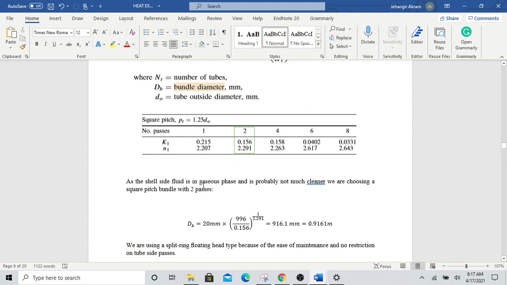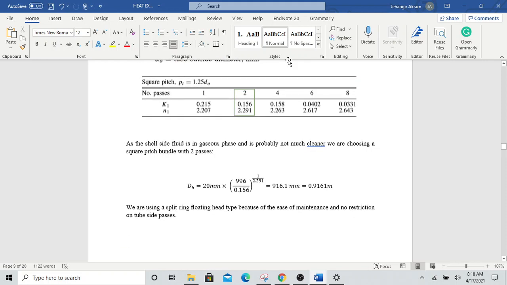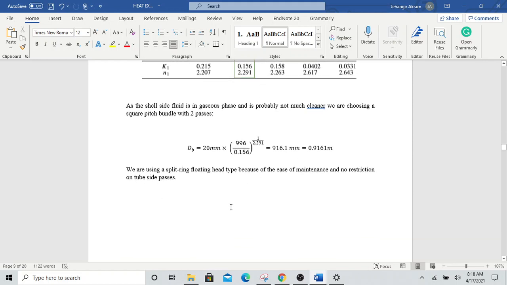As the shell side fluid is in gaseous phase, probably not much cleaner, we are choosing a square pitch. Square pitch is easier to clean as compared to the triangular pitch. In square pitch specifically, the shell side is more easily cleanable. Consider cleaning a triangle from inside and consider cleaning a square. It's easier to clean a square from inside than a triangle, as the triangle has corners which are difficult to clean.